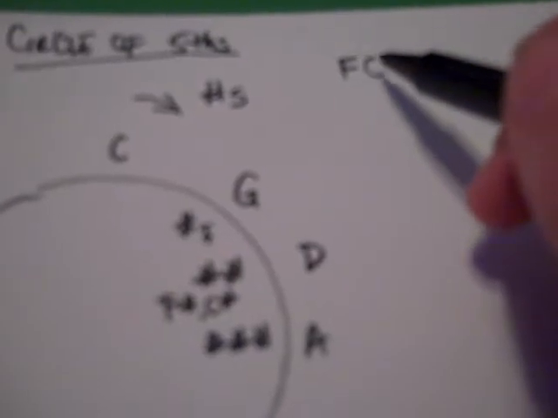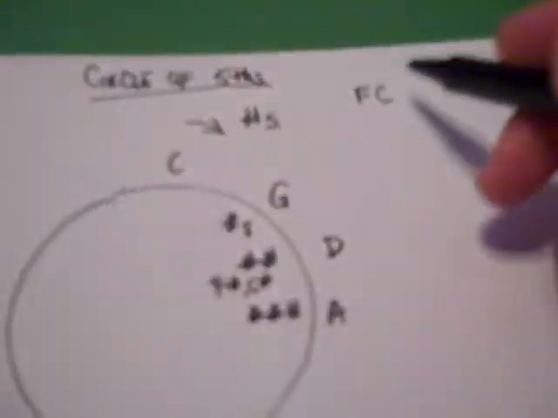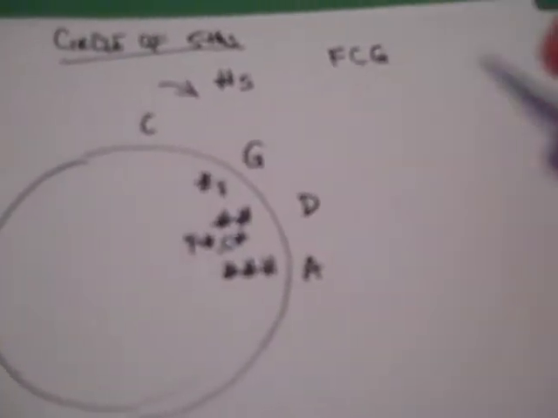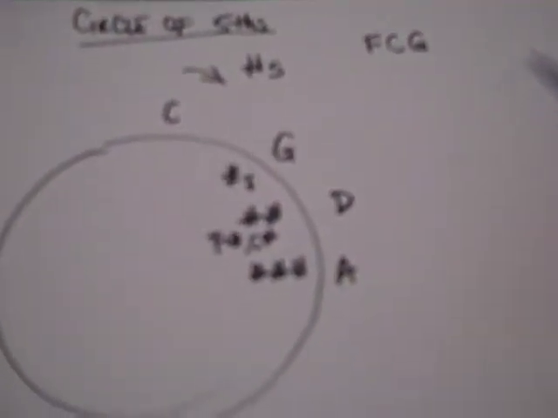Okay? What's the next sharp in order after F and C? C, D, E, F, G. 5 up from C, and we have a G. So in the key of A, we have 3 sharps, F, C, and G. Okay? I'm just going to write them under here without the sharp sign.